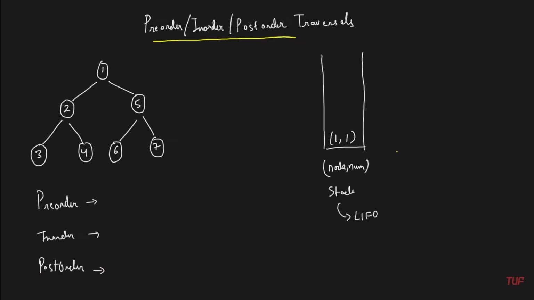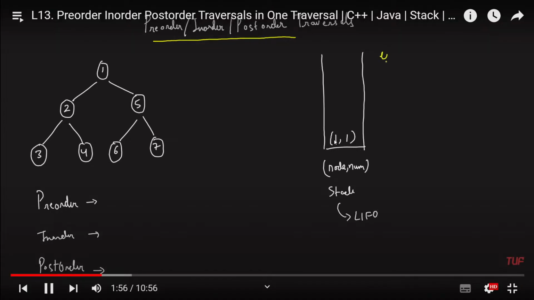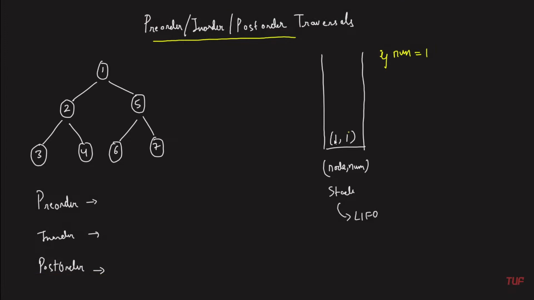I'm going to tell you some rules that you have to follow. Remember this: whenever you're taking out an element from the stack, if that number is 1, then that guy will go on to the pre-order. After that you will push that number by doing a plus plus, and if there exists a left, you will enter that left. That is what you will do whenever you get a number equal to 1. What if you get a number equal to 2?